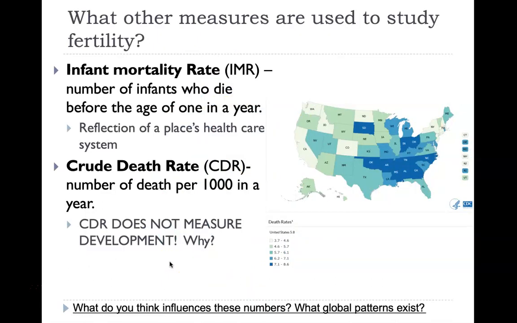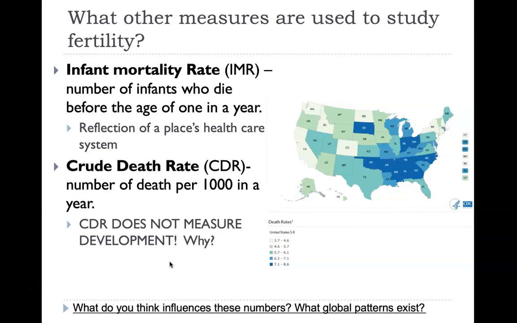All right, other ways that we use to study fertility is infant mortality rate, or IMR. And this is a sad statistic. This is the number of infants who die before the age of 1 in a year. This is per thousand, something along those lines, right?